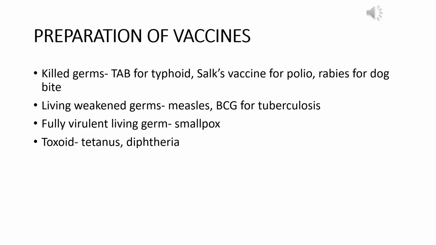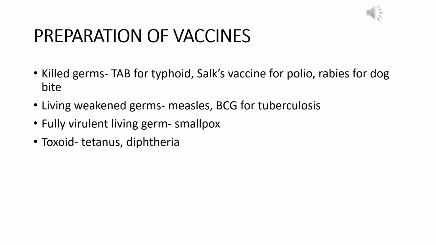In the second type of vaccine preparation, not the killed forms of germs but living weakened forms of germs are given. That is, the germs have been made weak by some treatment like formalin treatment, etc., and that form is given inside the vaccine. Examples are the measles vaccine, the BCG vaccine for tuberculosis, etc.